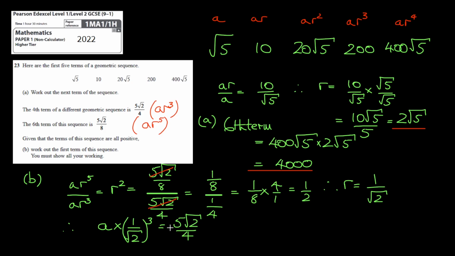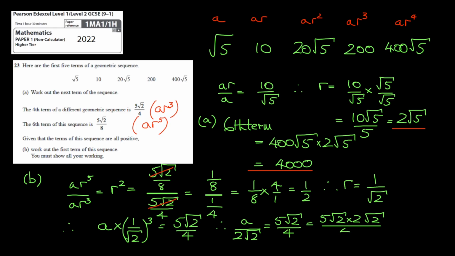So all we've got to do is solve this. So therefore, root 2 times root 2 times root 2, the denominator here, will be 2 root 2. So A divided by 2 root 2 is equal to 5 root 2 over 4. Multiplying both sides by 2 root 2, this is equal to 5 root 2 multiplied by 2 root 2 divided by 4.